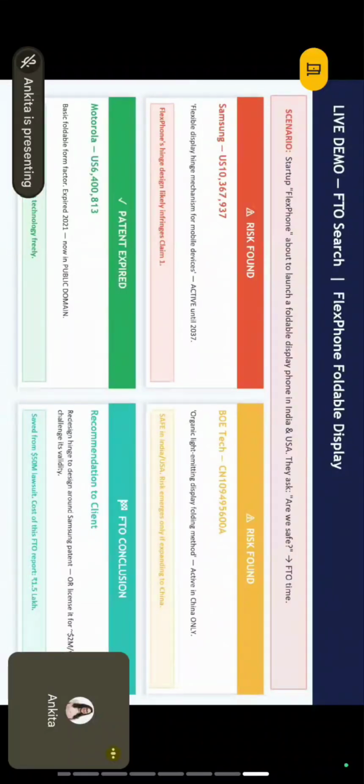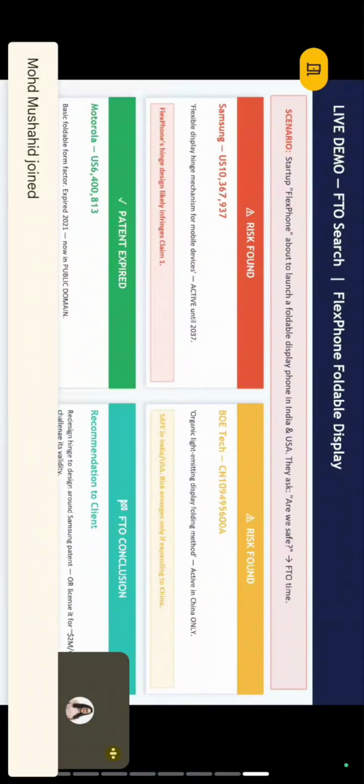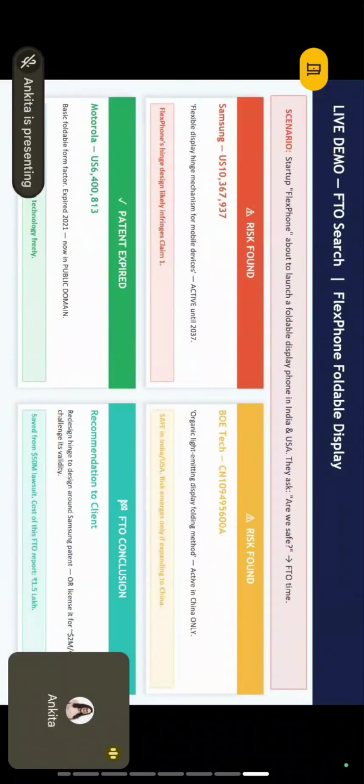We then searched more and found another patent from Motorola. Here the basic foldable form factor is there, but this patent has expired. As I already told, if the patent is expired, the information is in the public domain and anyone can use that. So there is no risk from this patent to the client.